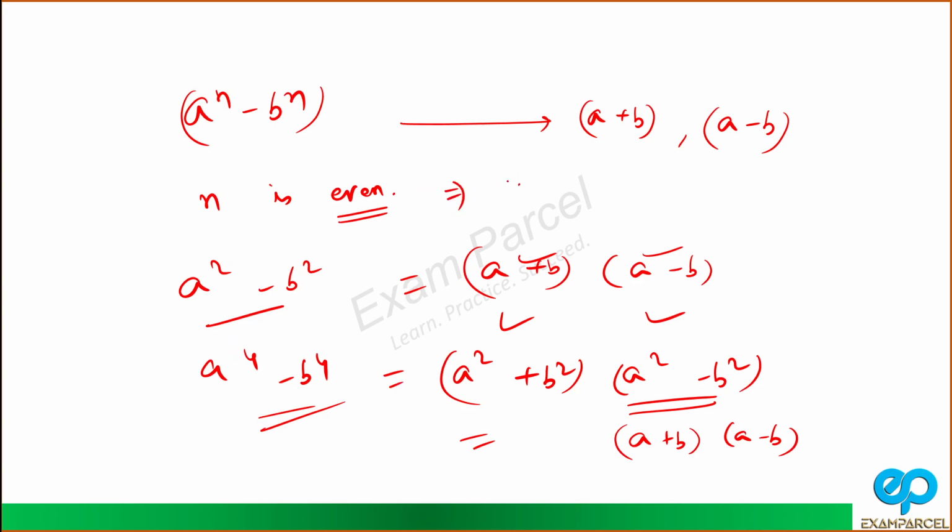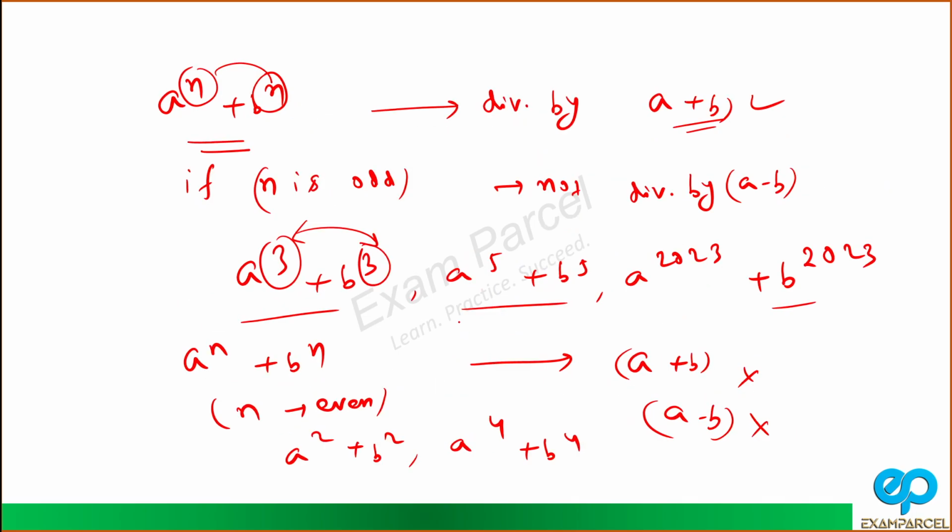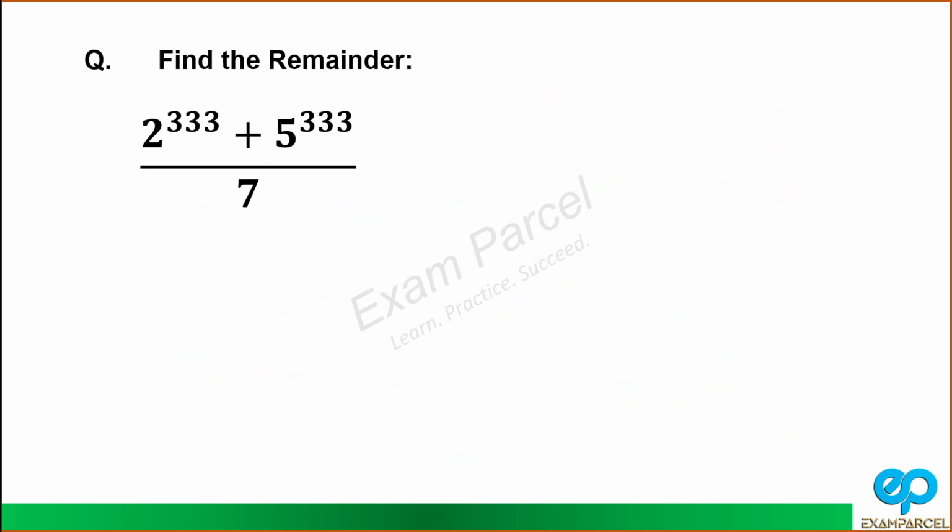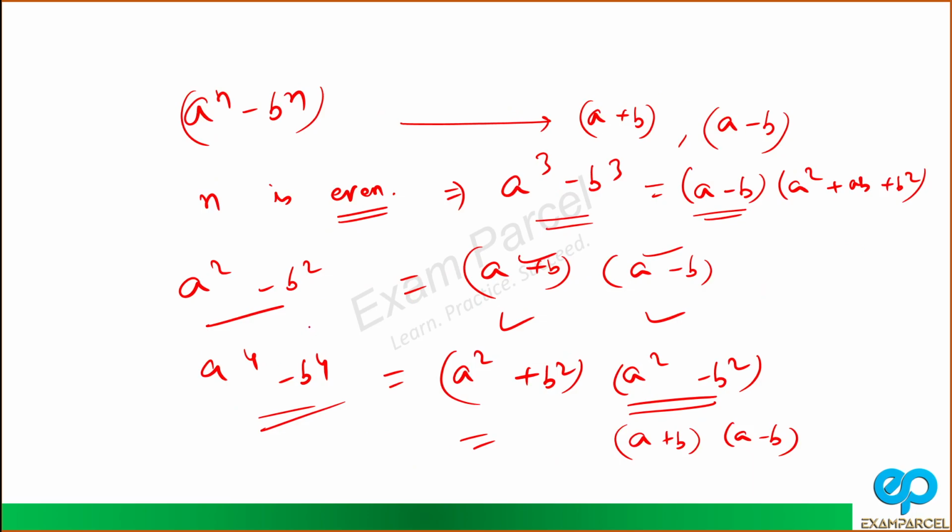But if I take a cube minus b cube, so if I take odd powers, this will be only divisible by a minus b. You must have seen this formula, a minus b into a square plus ab plus b square, right? So this will be only divisible by a minus b, not a plus b. These properties are very important. One more property is there actually.